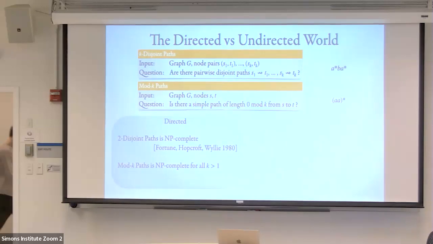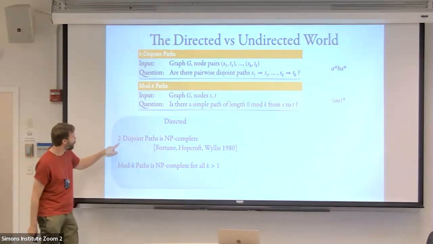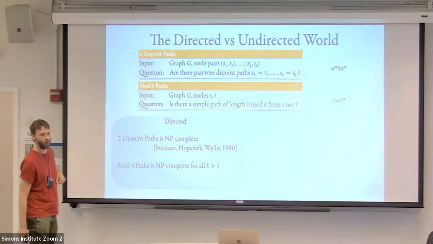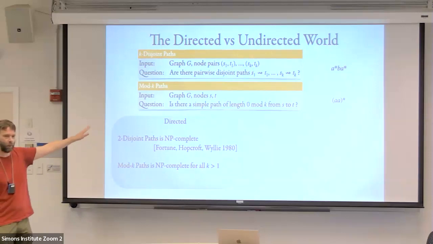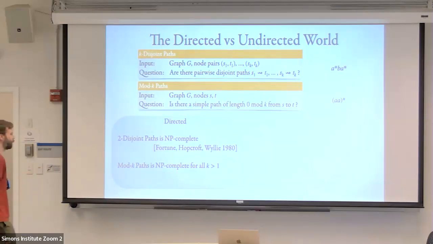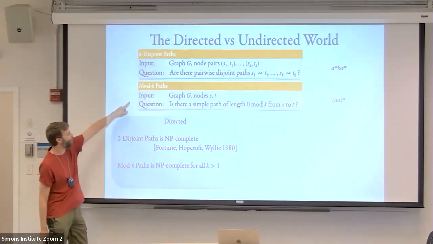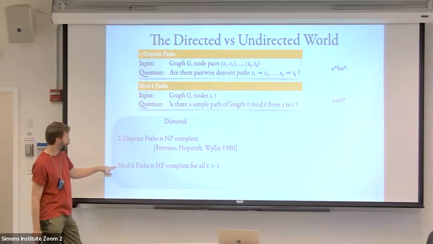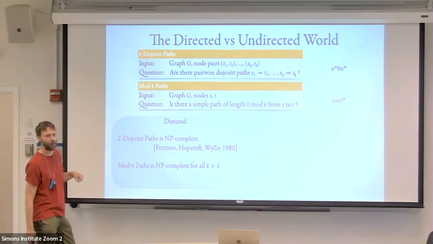Okay, so why are these so different? Well, in the directed world, by a classical paper here, the two disjoint paths problem is NP-complete. There's a nice gadget in this paper, and it just does the job. Also, the modulo k paths problem is NP-complete for all k bigger than 1. If you have time and energy later on, I will prove this in one slide from this one. It's a very easy proof.